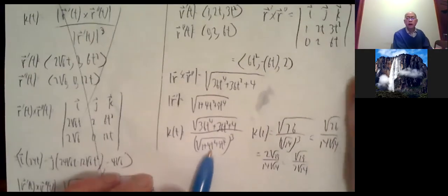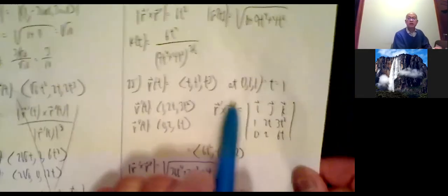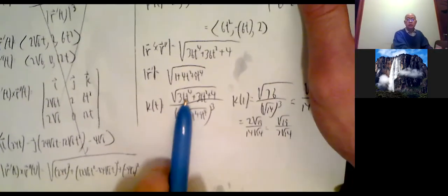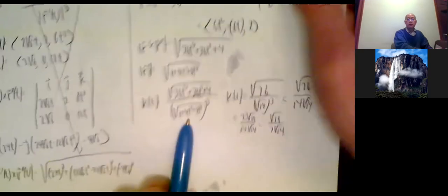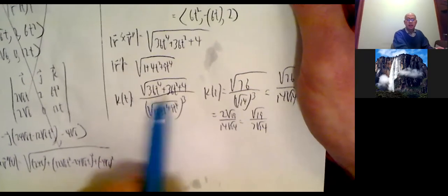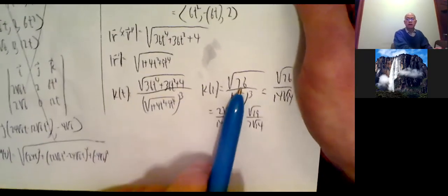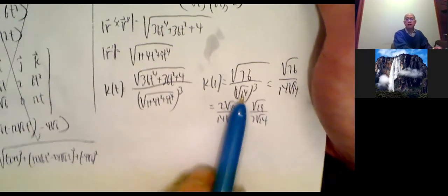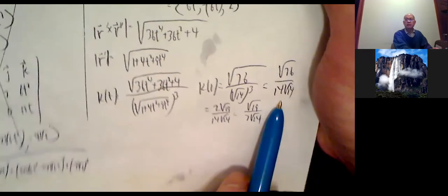All right, now where is it at this particular point at 1, 1, 1? I plug in t as 1. So put a 1, 1, 1, 1. So that's basically 36 plus 36 plus 4, which is radical 76. 1 plus 4 plus 9 is 14. Radical 14 cubed is 14 radical 14.